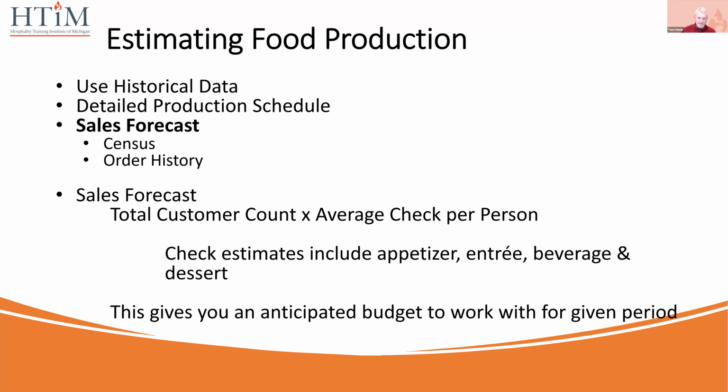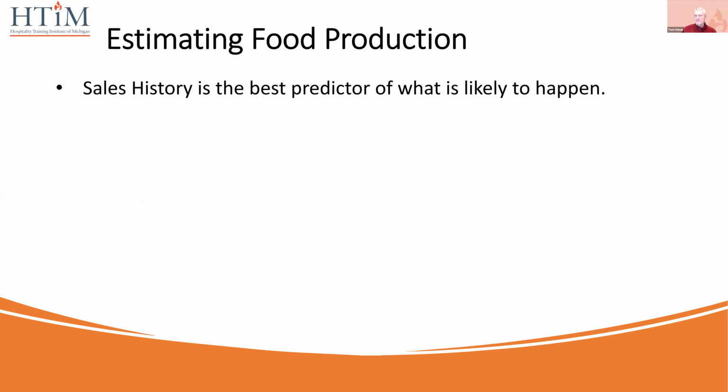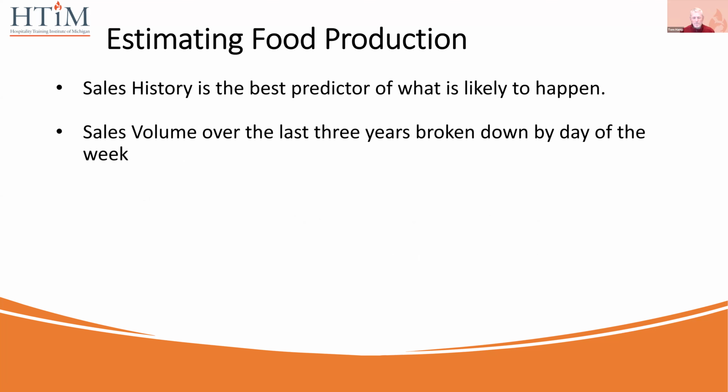But this really gives us an anticipated budget to work with for a given period. A lot of these things are estimates, right? So when we're talking about check estimates, we have to use everything because we can't really pick and choose. And we know that sales history is the best predictor of what's likely going to happen. One way to do it is the sales volume over the last 3 years broken down by the day of the week.